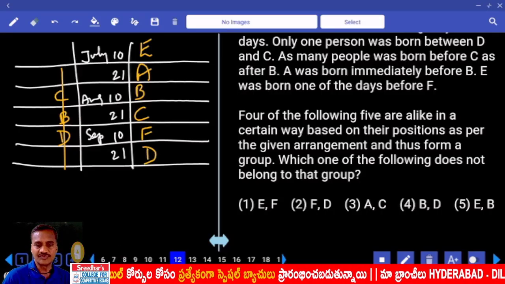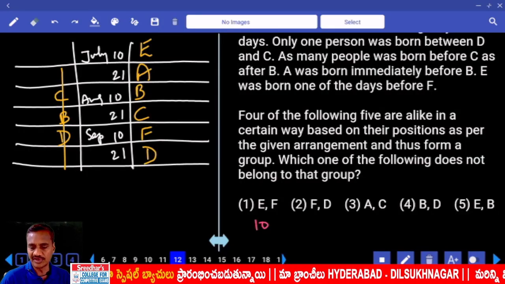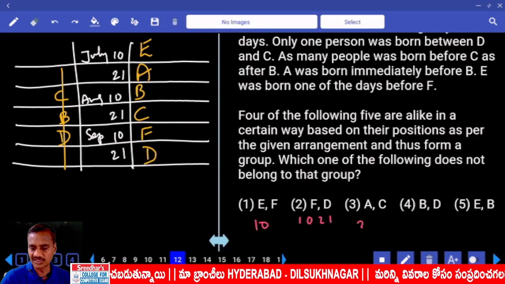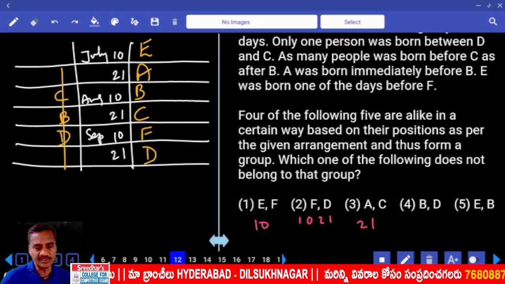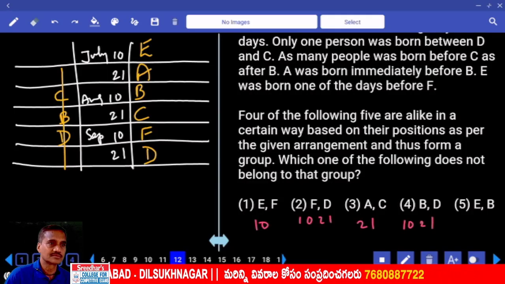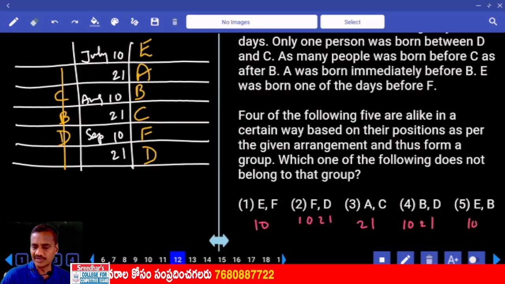Then E and F, these 2 persons: F and E, one is born on the 10th, the other one on the 21st. A and C, both persons are on the 21st. Now B and D, one is on the 10th, the other one is on the 21st. Isn't it? And E and B, here again 10th and 10th. Now here again we are not able to find the answer with this one.